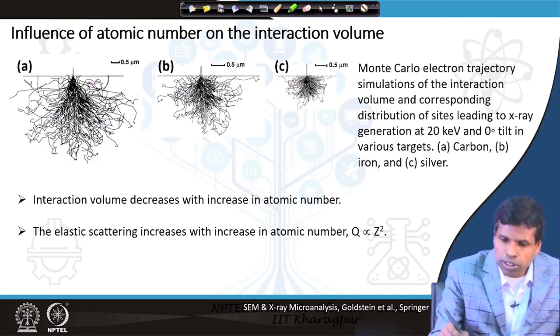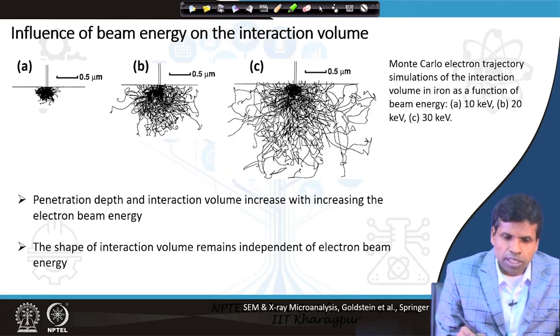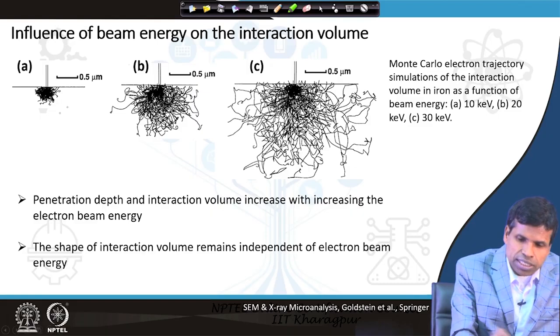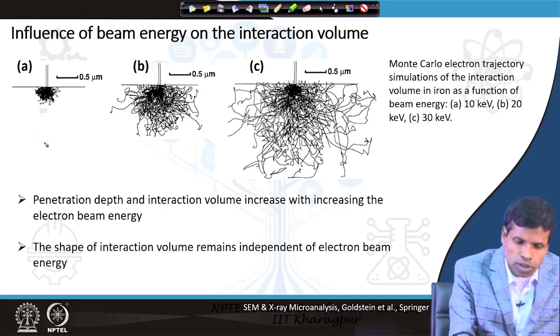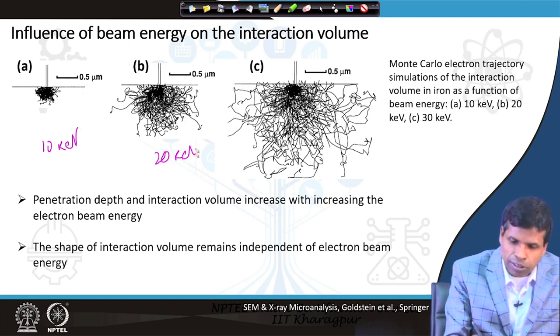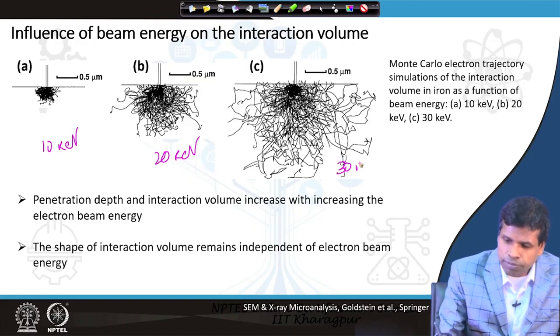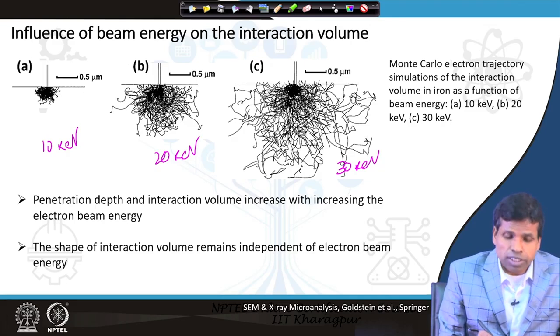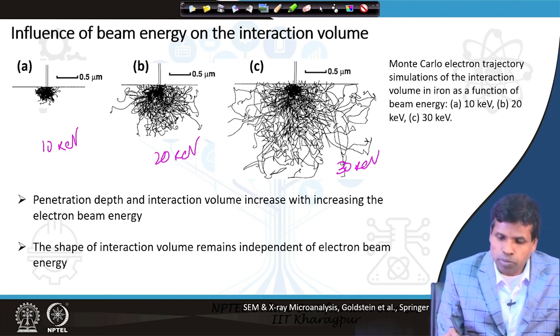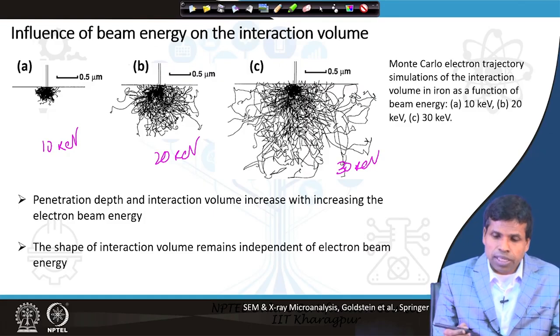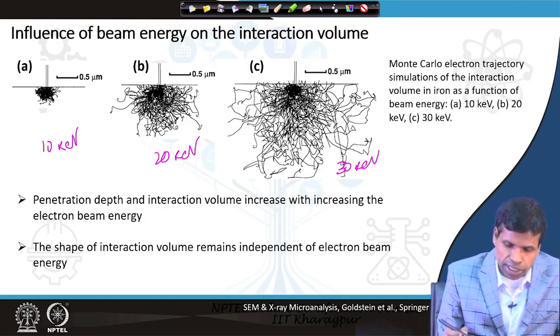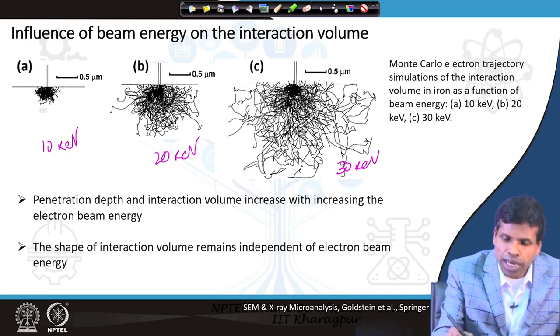In addition to the atomic number, the beam energy can also influence the interaction volume. What you see here is an iron sample, where A is our low energy electron beam, which is 10 keV, here it is 20 keV, and here it is 30 keV. As we see, the electron beam can penetrate much deeper if we increase the acceleration voltage, because the energy of the electrons becomes higher and higher with increasing acceleration voltage, but the shape of the interaction volume remains the same.